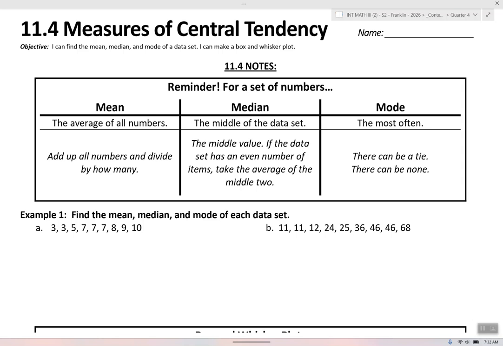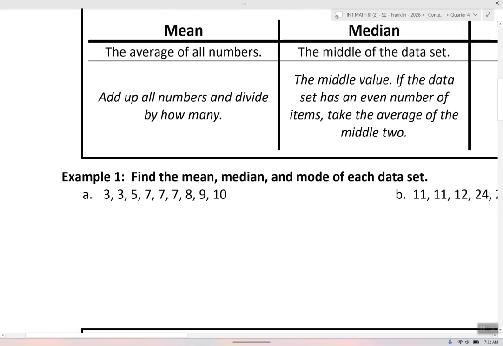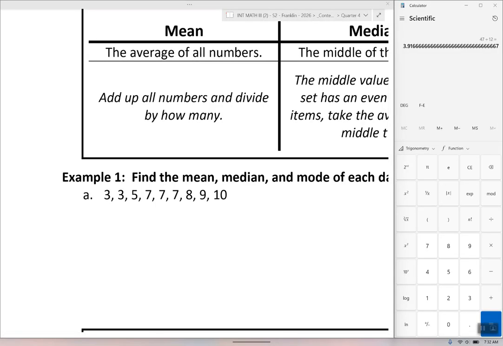So they all have their different quirks and uses, but we're going to look at finding all three for a couple sets of data. So let's say we have these data sets here. They're just numbers. We don't have any meaning put to them, but that's okay. So first we'll find the mean. So we want to find the average here, which means we'll add these up and divide by how many there are.